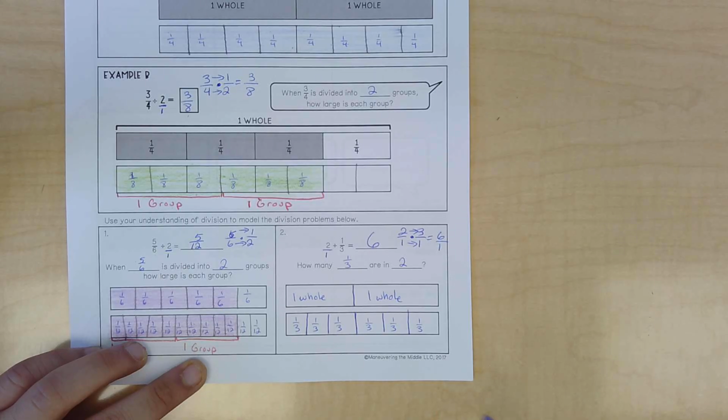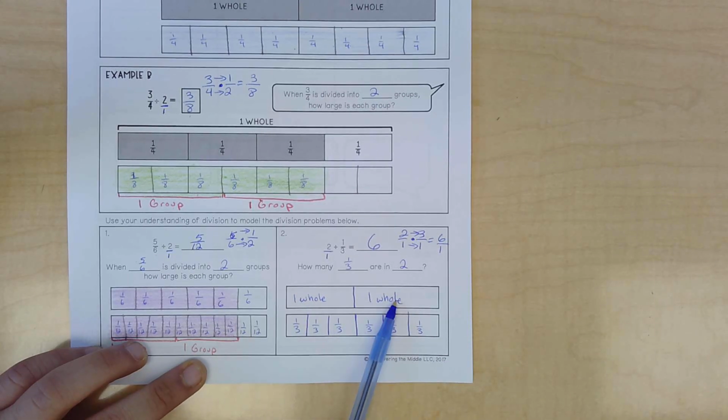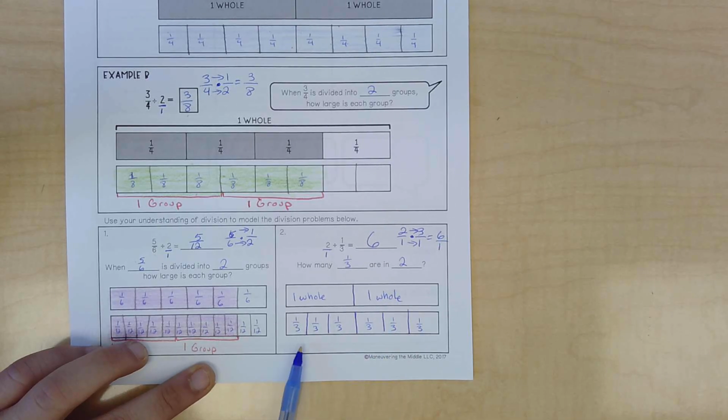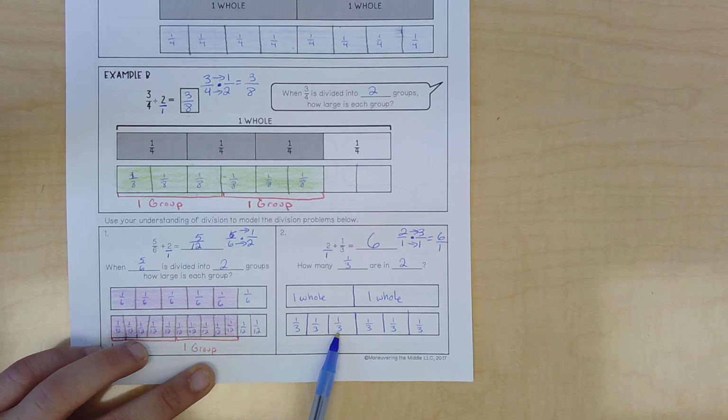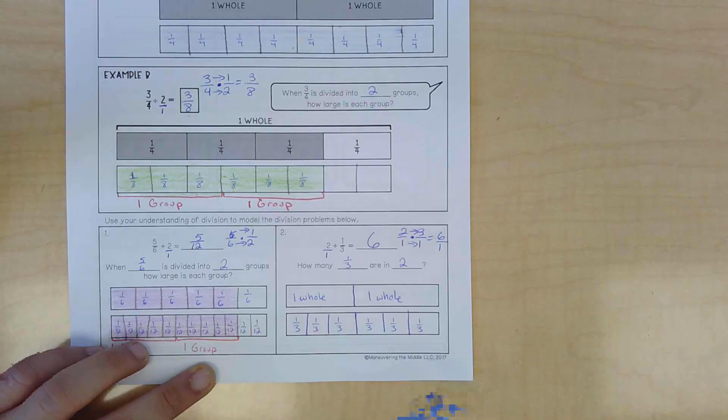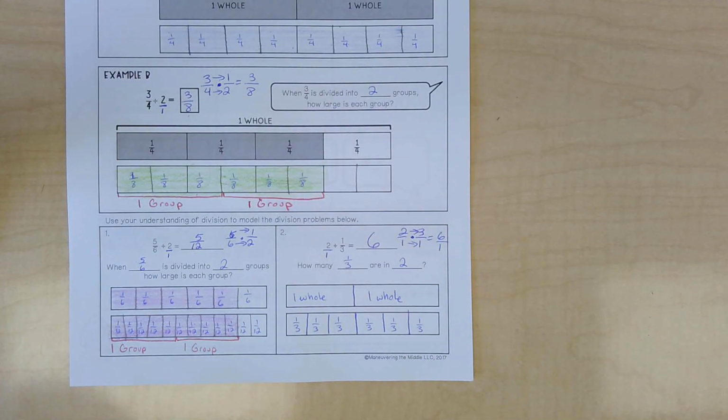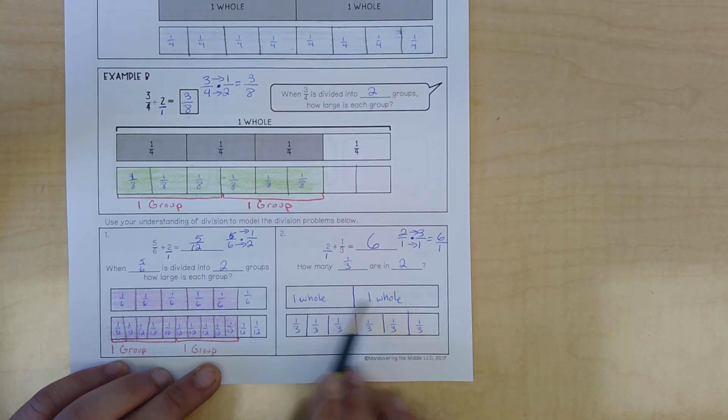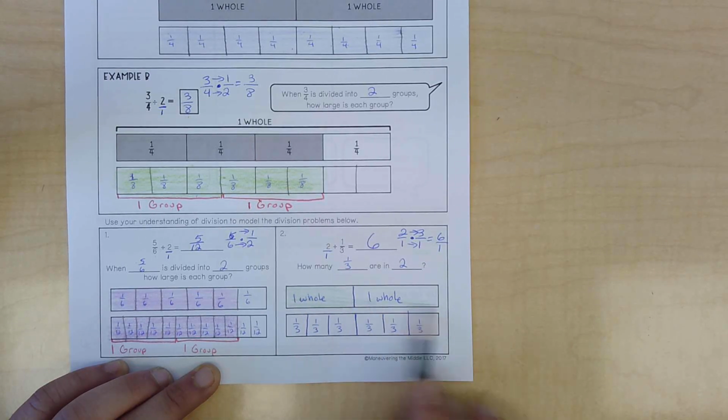Now again, this works out. 1 whole, 2 wholes. Divided by thirds is 1, 2, 3, 4, 5, 6. So we end up with 6/3. So here we can shade the whole thing just like example A. There's 1 whole. Here's a 2nd whole.